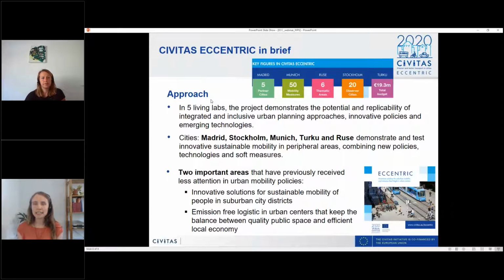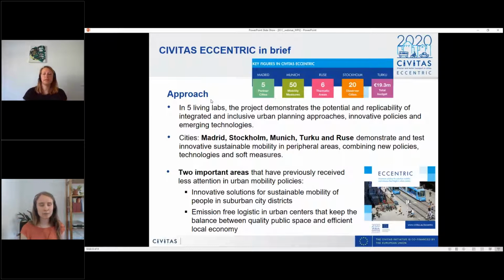in Bulgaria. And those cities demonstrate and test innovative, sustainable mobility in peripheral areas. And they do this by combining new policies, technologies, and soft measures. And the soft measures are partially what we're going to be focusing on today.